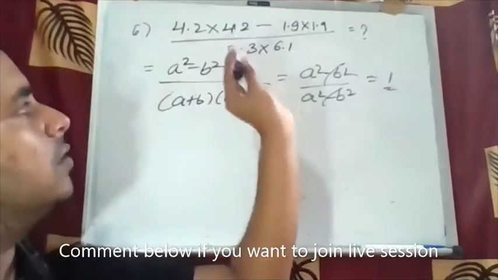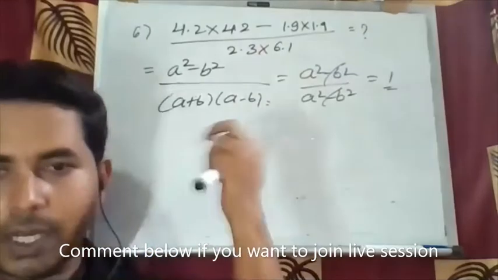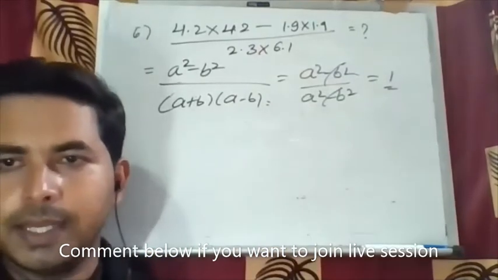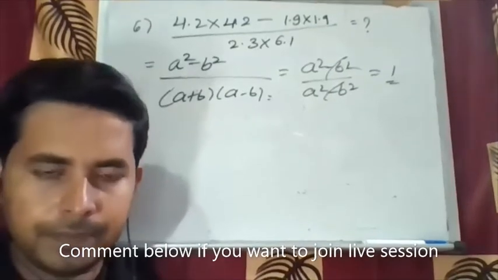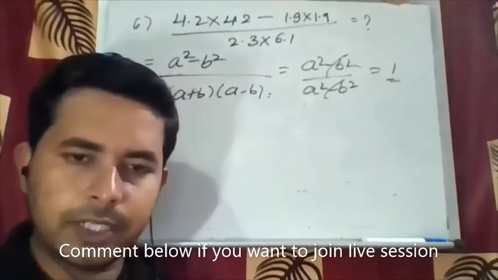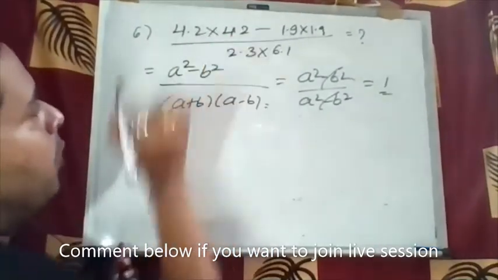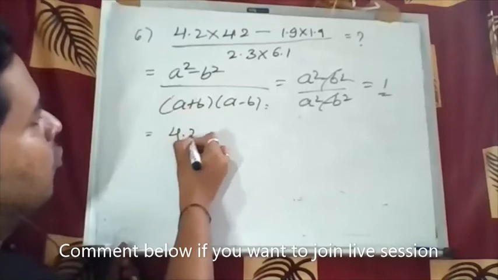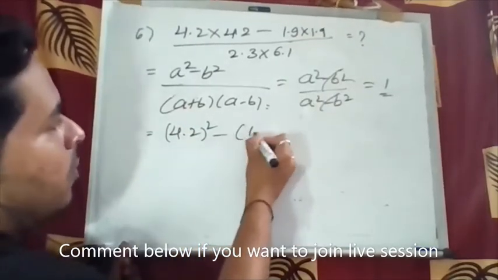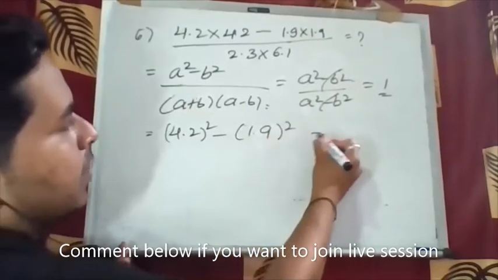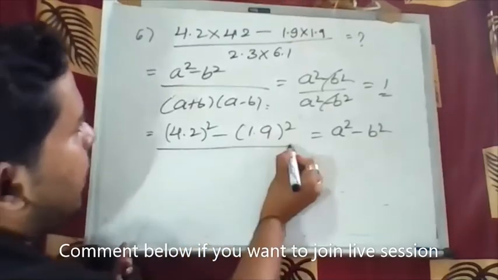No need to solve also. Solve करने की जरूरत नहीं है. Directly आपको ऊपर का भी a square minus b square है, नीचे का भी a square minus b square. So you'll get the answer as 1. Okay. So here the ऊपर का क्वेश्चन क्या है? 4.2 into 4.2, उसको हम 4.2 स्क्वायर करके लिख सकते हैं. और ये क्या है? 1.9 1.9, इसको हम 1.9 स्क्वायर लिख सकते हैं. तो ये a स्क्वायर माइनस b स्क्वायर आ गया. और नीचे का क्या है?